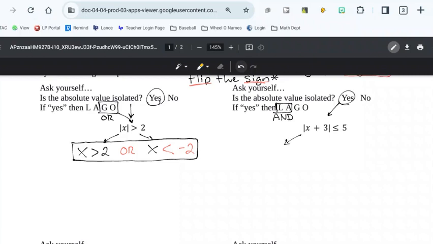So we go ahead and we split. We set this one up like normal. We drop the absolute value bars. X plus 3 is less than or equal to 5. And then we used LAGO to help us determine it's an and problem. And now we're going to jot down the second version of this, which is going to be x plus 3.